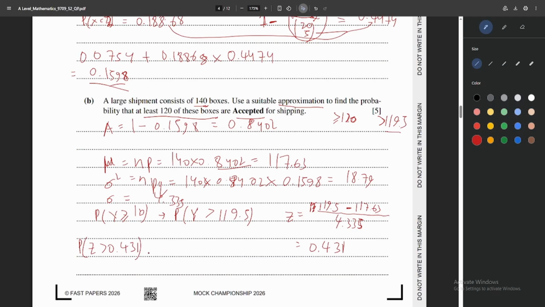So we're looking for P when z is greater than 0.431. If you want to use the table, we can just reverse this: 1 minus P of z less than 0.431. So this equals 1 minus phi of 0.431, and we get this value from the calculator or using the table, 0.6667, and we get 0.333. Yeah, so that's it. This is the final answer.